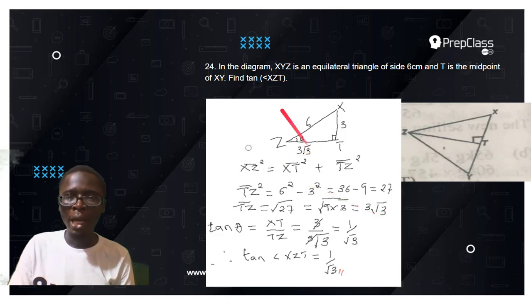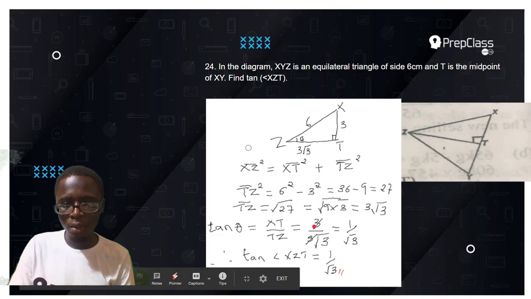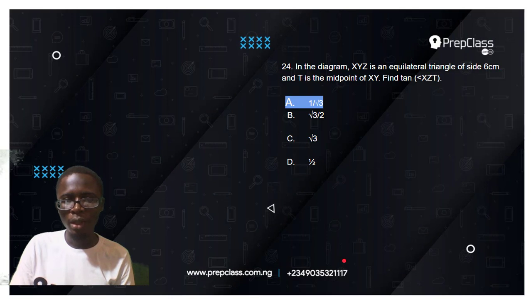So remember, our task is to find the tan of angle at Z. So tan of this angle. We need to look for the opposite side, which is 3, all over the adjacent here, which is 3 root 3. So opposite all over adjacent, 3 cancels 3, and we're left with 1 over root 3. So the tan of angle XZT is given as 1 over root 3. So this, as you can see, is option A.